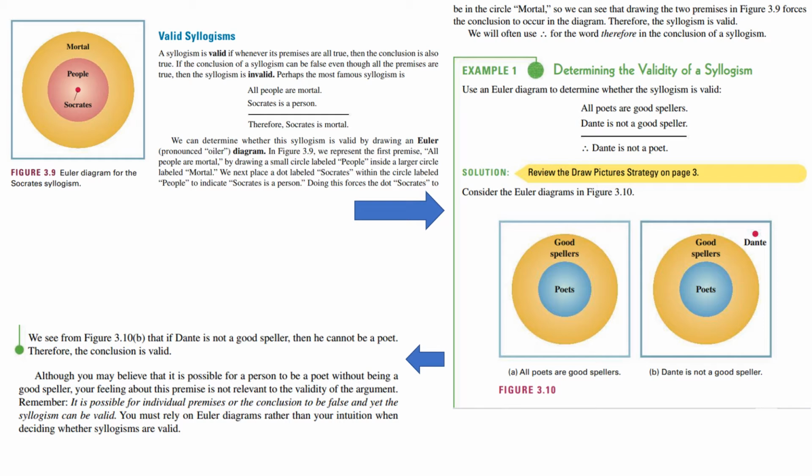Although you may believe that it is possible for a person to be a poet without being a good speller, you may feel this premise is not relevant to the validity of the argument. But remember, it's possible for individual premises to be false, and yet the syllogism can be valid. You must depend on the Euler diagrams rather than your intuition to determine validity.